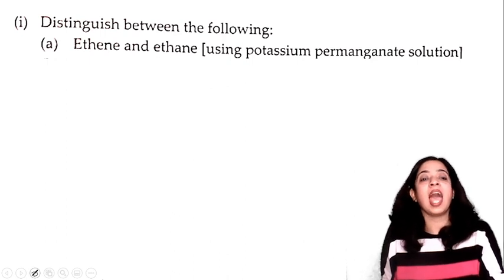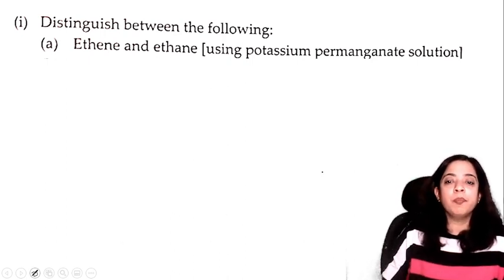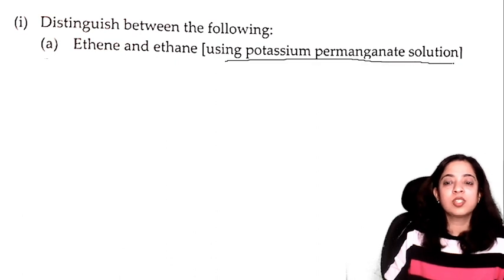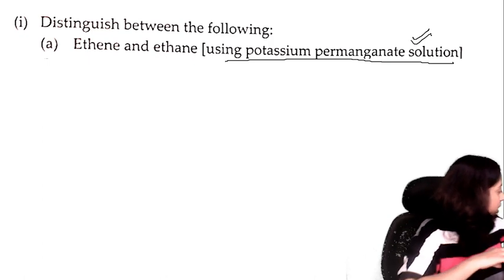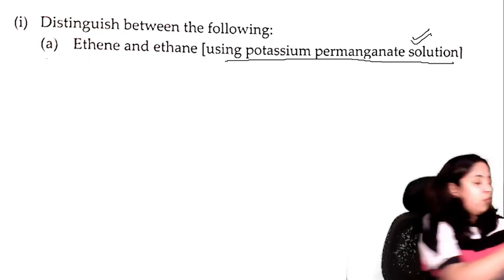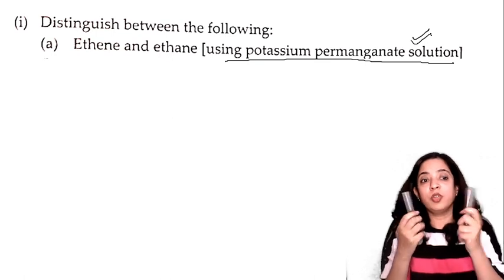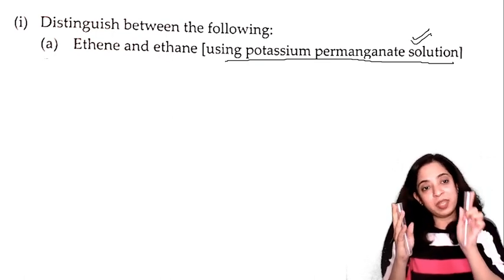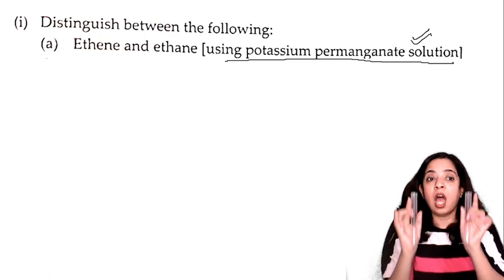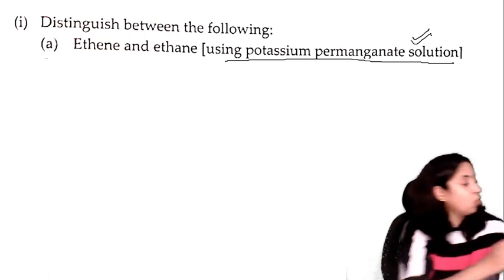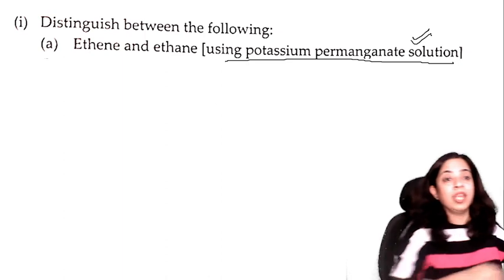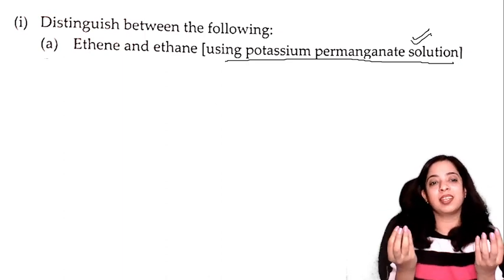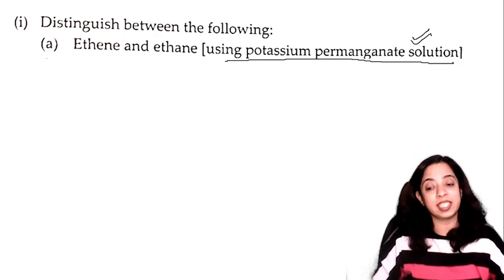Distinguish between ethene and ethane using potassium permanganate solution. Okay, so using this solution, how can you differentiate? See, if you have two test tubes, okay, you have been given two test tubes. In one test tube there is ethene and in one test tube there is ethane. How will you distinguish between them? You don't have to write the difference between them here. Correct? Let me place the test tubes. You have to write how you will identify which one is ethene and which one is ethane.